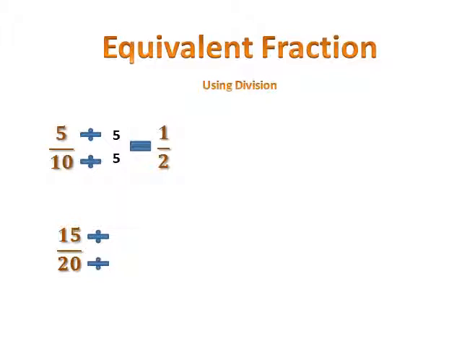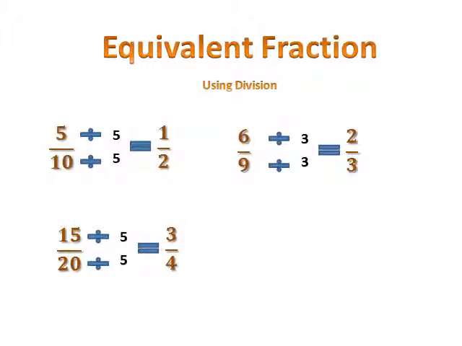And how about this one, 15/20? What numbers can both divide that other than 1? Again, 5. So 15 divided by 5 and 20 divided by 5 would give us 3/4. Again, 3/4 and 15/20 are equal. How about 6/9? What numbers can divide that? We'll pick 3 because that's the only other one other than 1. So we have 2/3.